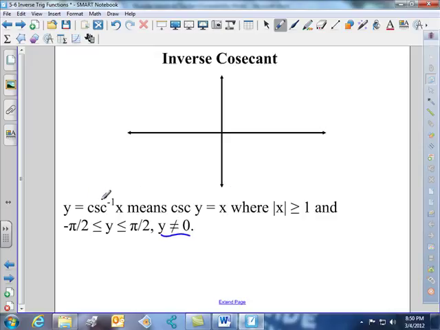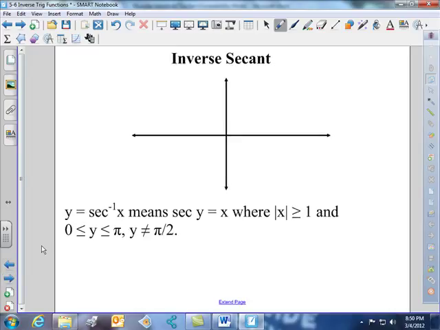And the cosecant matches up with the sine. Remember, the sine was also negative pi over 2 to pi over 2. And then with the secant, remember with the cosine, the y value went from 0 to pi. Well, that is also true here as far as matching up with cosine. So with the inverse secant, the y value is again going to be between 0 and pi. And now, y will not be able to equal pi over 2.